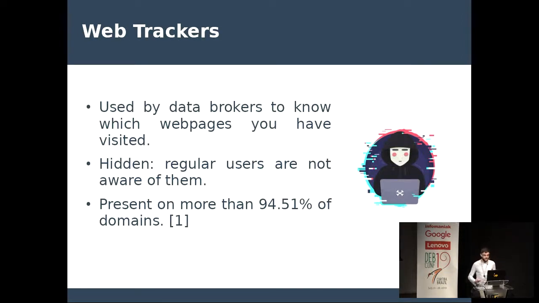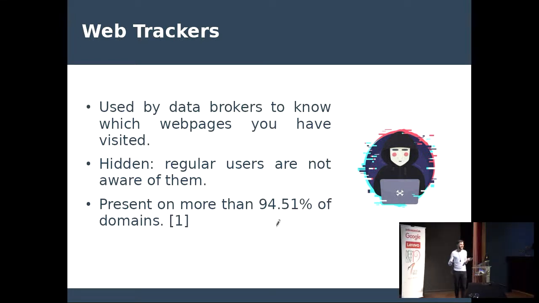So what they use are these things called web trackers, which they basically put everywhere on the internet. A lot of web pages contain web trackers, and they're hidden. The user has no idea that it is there. And according to a study that was published last month, web trackers are present on more than 94% of web pages, at least those that they have studied.